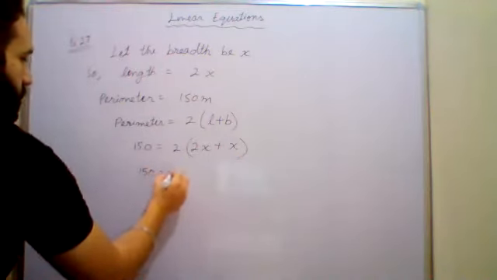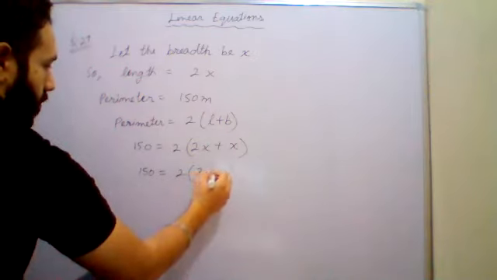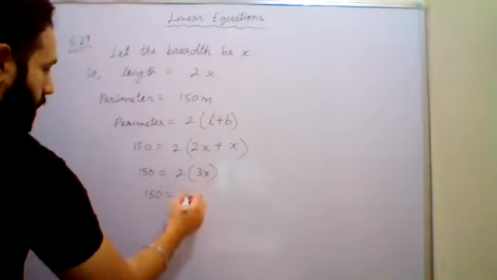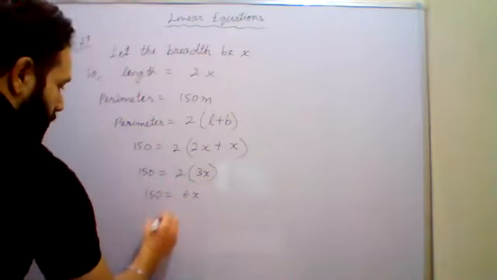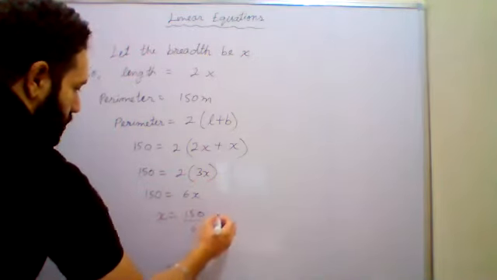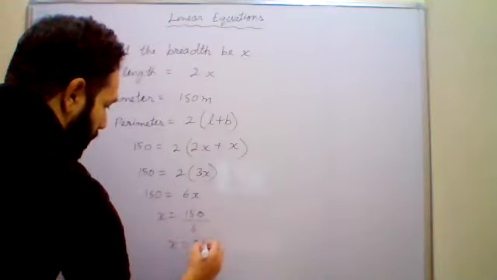So 150 is equal to 2 into (2x plus x), which is 3x. 150 is equal to 2 into 3x, that is 6x. So x is equal to 150 upon 6. So this gives you 25. x is equal to 25 meters.